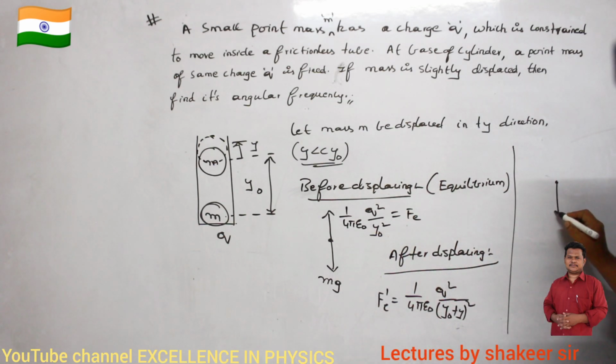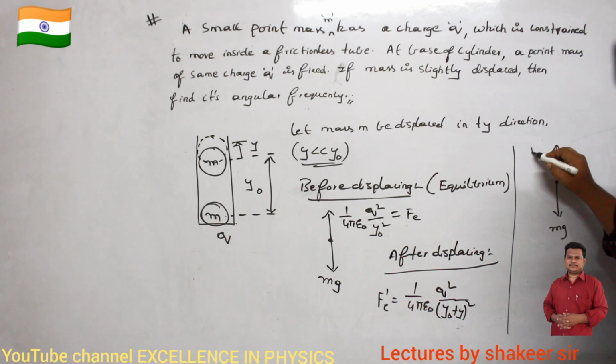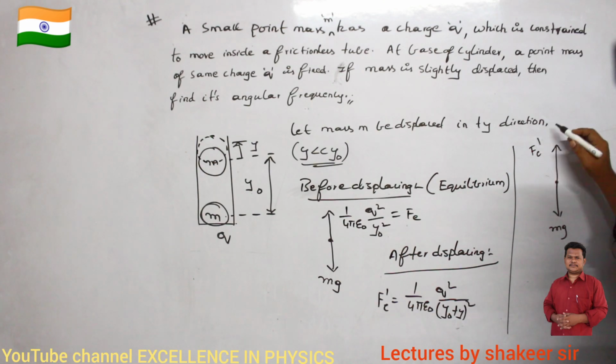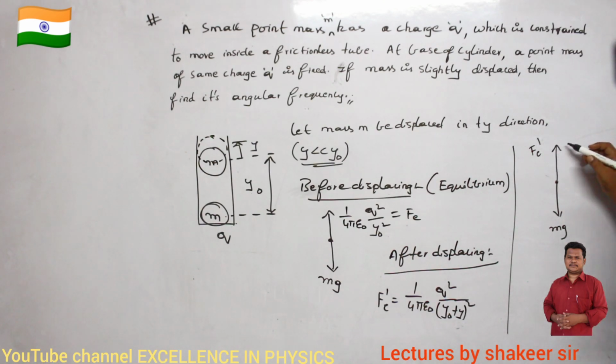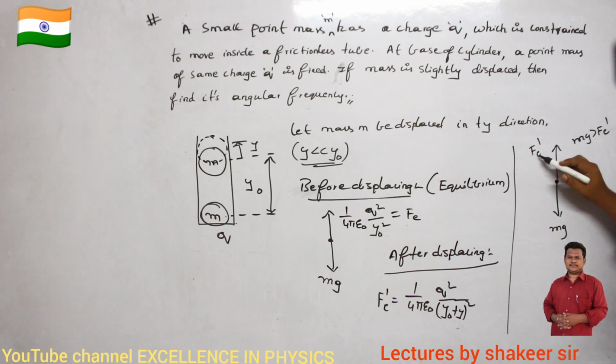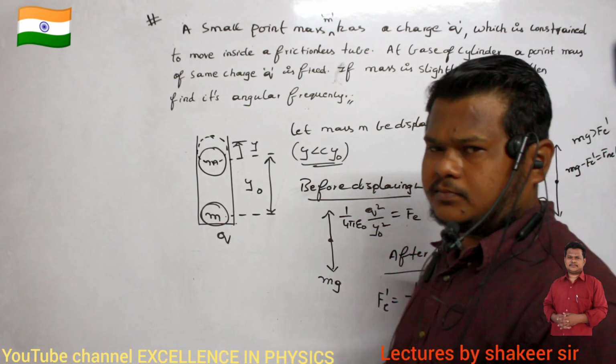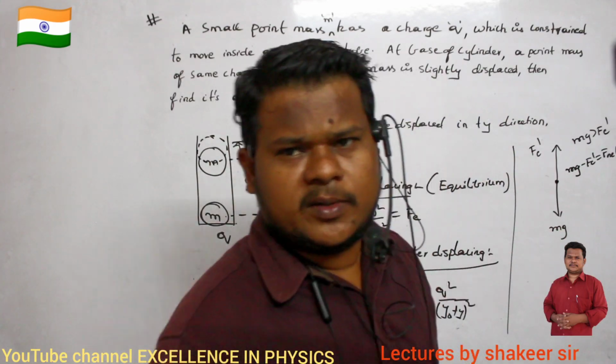So mg is acting in the downward direction and the electrostatic force of repulsion Fe dash is acting in the upward direction. So here I can definitely write that mg will be greater than Fe dash. Definitely the downward force will be greater than the electrostatic force of repulsion. Clear? So can I write mg minus Fe dash becomes the net force? I can write like this, no?